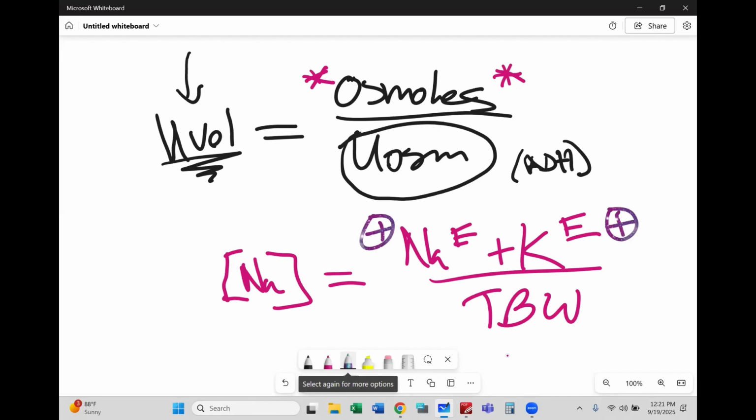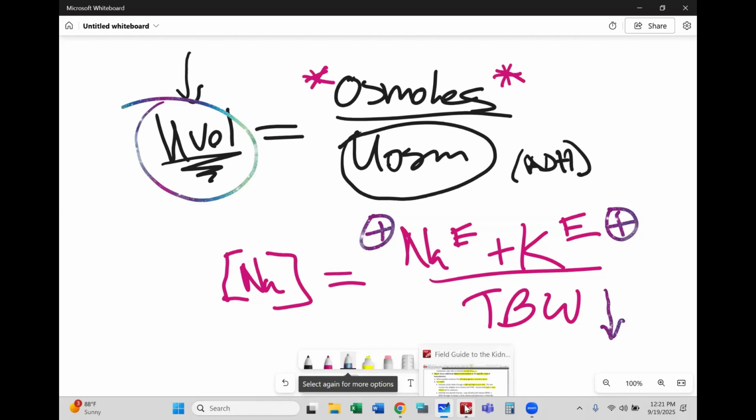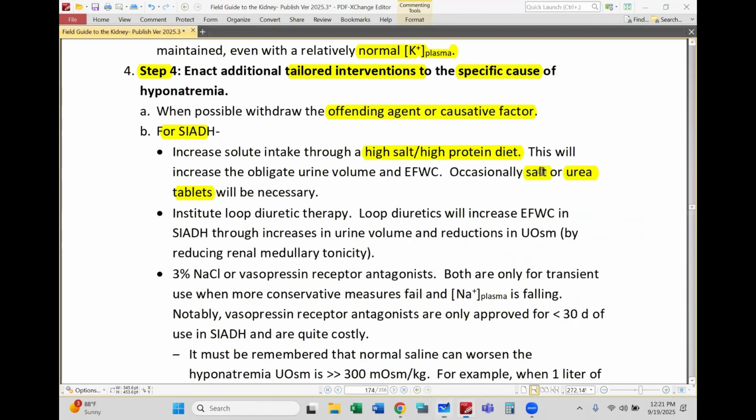So when I'm giving salt tablets to an SIADH patient, what I'm essentially doing, I'm not increasing their total body salt content. I'm simply shrinking their total body water by increasing their urine volume, right? That's how I'm actually solving this case of hyponatremia in the chronic phase of managing SIADH with salt or urea tablets. I might consider the institution of loop diuretics.